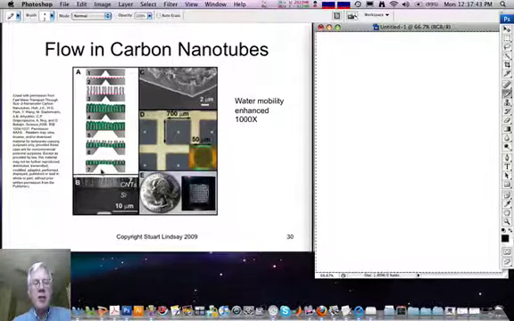My own lab has recently combined this phenomenon to make devices in which a single carbon nanotube spans two fluid reservoirs, and we have shown that one can drive DNA through the carbon nanotube using the carbon nanotube as a sort of super nanopore.